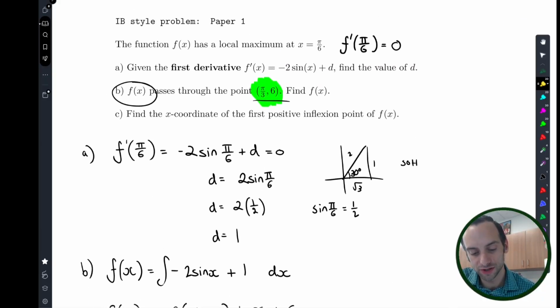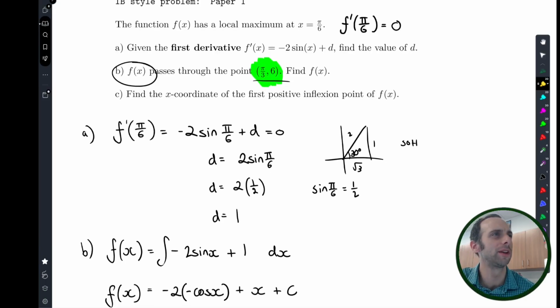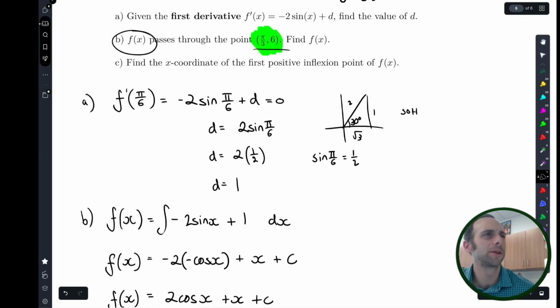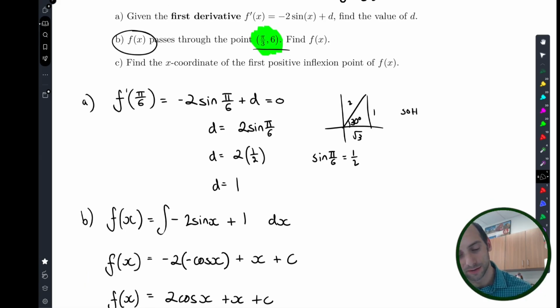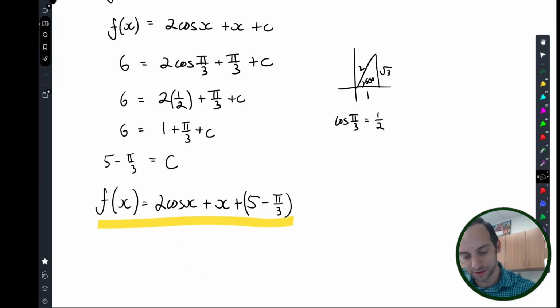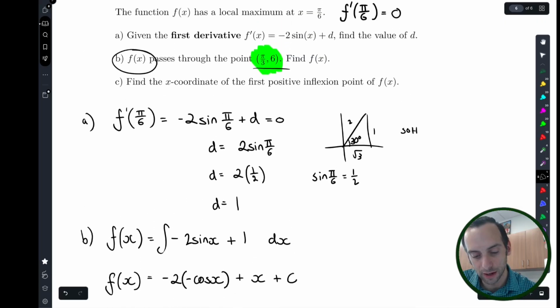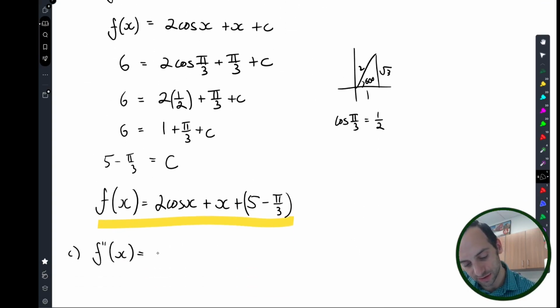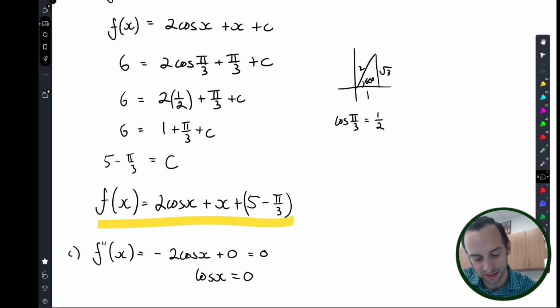All right, final part of this question asks us to find the x-coordinate of the point of inflection. Okay, so we know the definition of a point of inflection is going to be where the second derivative is equal to 0. Okay, so we already have the first derivative. We're just going to go ahead and find the second derivative. Okay? So f double prime of x, that will be the derivative of negative 2 sine x plus 1. So your second derivative will be negative 2 cosine x plus 0. And because we're looking for an inflection point, we set that equal to 0. So we are essentially solving cosine x equals 0.